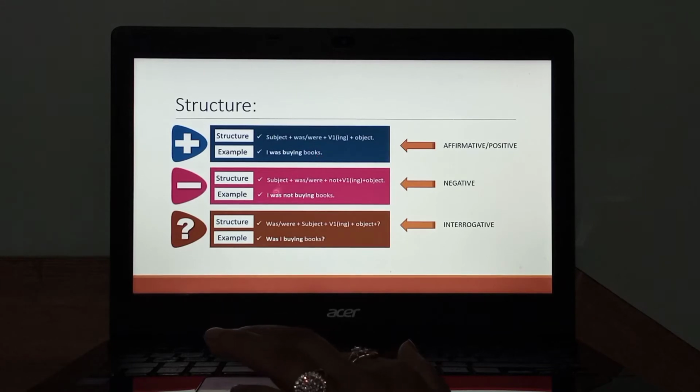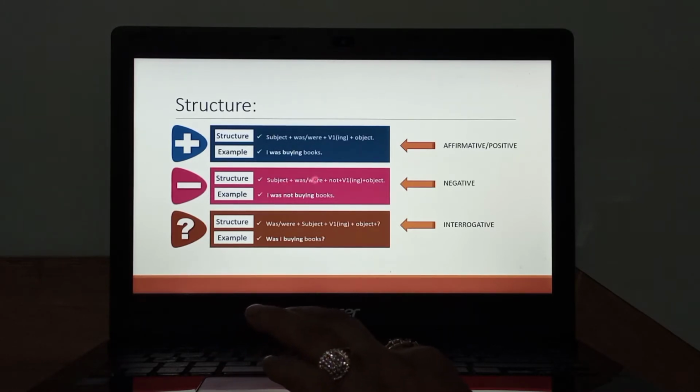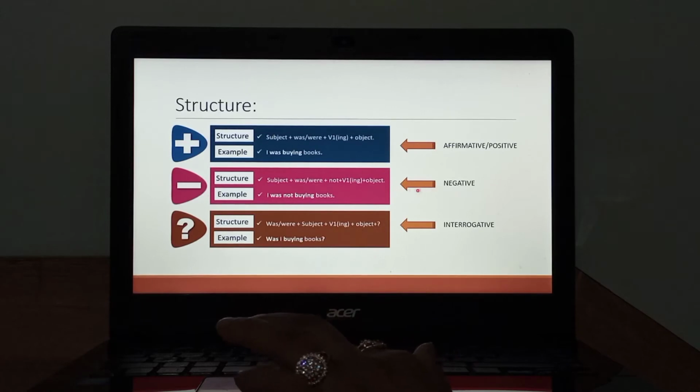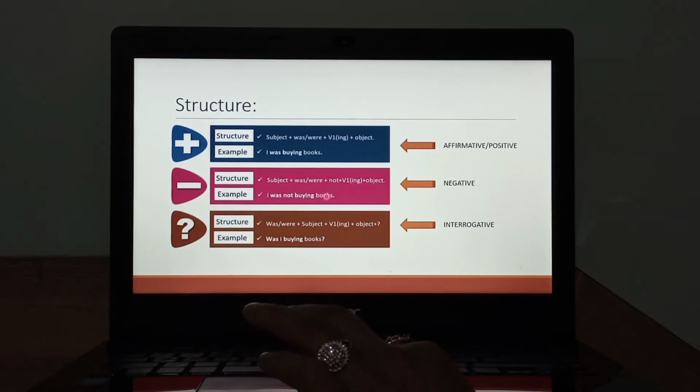Let's move towards the next structure. Subject, was or were, then not. It means, beta, we will use here was not or were not. Then present participle form of verb and object. This is the structure of negative sentence. Example, I wasn't buying books.